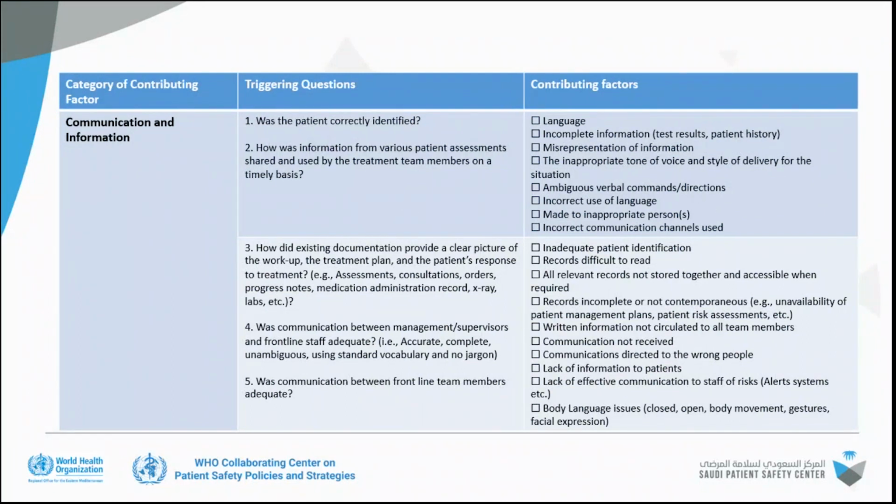The next category is communication and information. So now we will focus our questions on that category. Some of the questions are: was the patient correctly identified? How was the information from previous patient assessment shared and used by the treatment team members on a timely basis?